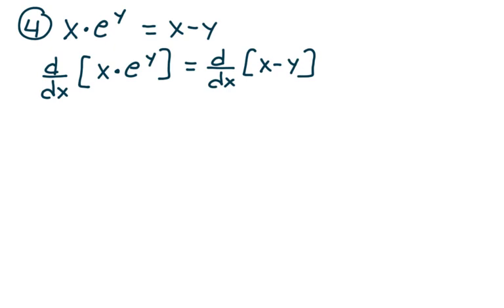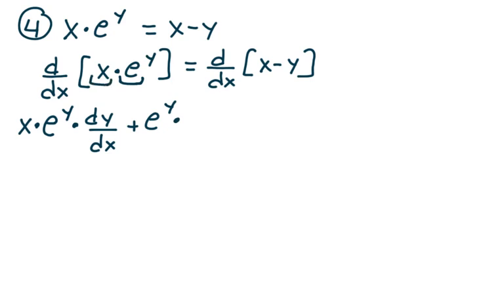Now, on the left side, I get to apply the product rule. So I'm going to write down the first function, and I'm going to differentiate the second function with respect to x. And that's going to be e to the y times dy dx plus e to the y times the derivative of x with respect to x, which is 1. That's on the left side. On the right side, we get 1 minus dy dx.